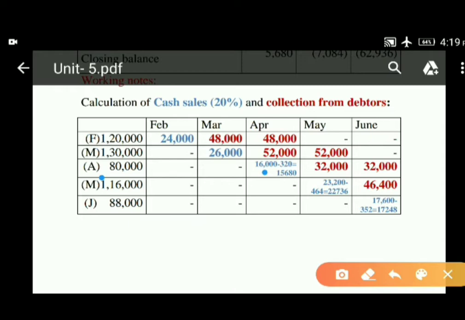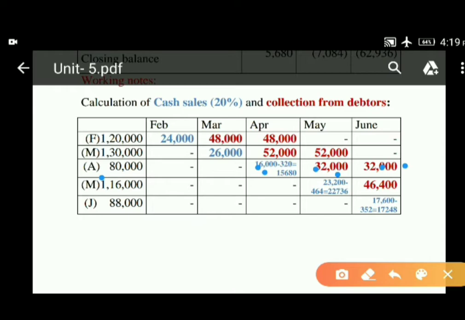Here the 64,000 will be collected equally in the next two subsequent months. That is, what are the next two subsequent months for the April? That is May and June. So the remaining 64,000 will be collected equally in the month of May and June. That is 64,000 means half. Half means 32,000 in the month of May and remaining 32,000 in the month of June. See here, 32,000 May, 32,000 June, plus April, already we are going to collect 16,000 instantly. So that is equal to 80,000.